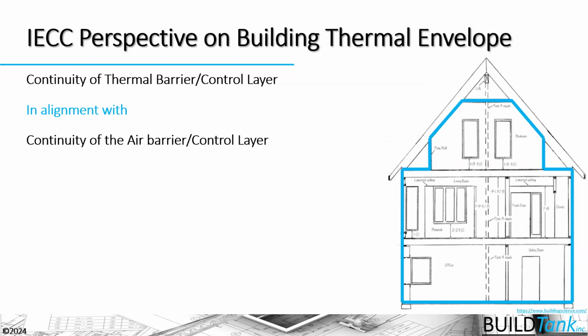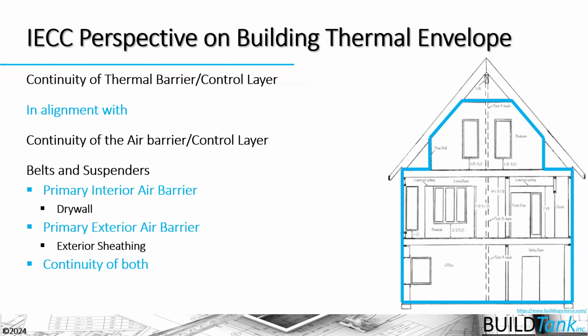So when we talk about an assembly of things, we're really talking about a belts and suspenders approach where we have a primary interior air barrier, which would be the continuity of our drywall system, and a primary exterior air barrier, which would be the continuity of our exterior sheathing. And then in between those two things, we have the continuity of our thermal barrier. When we don't have the continuity, the code is specifically asking us to add supplemental air barriers.